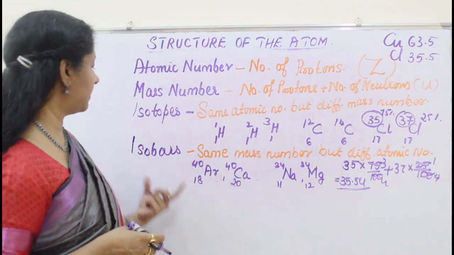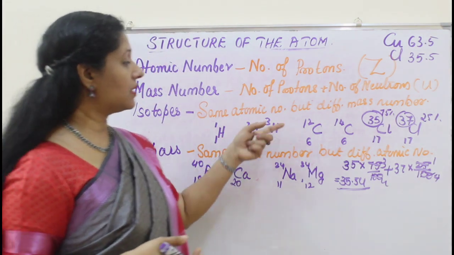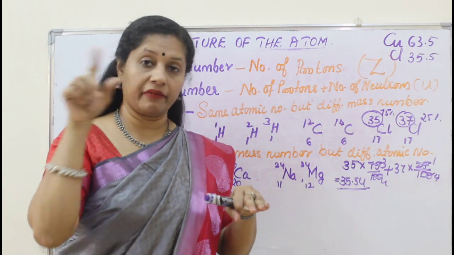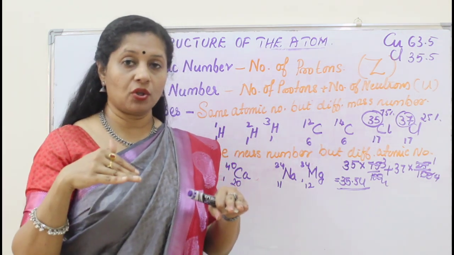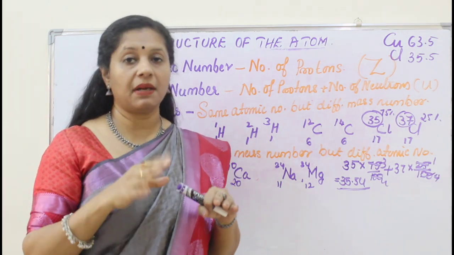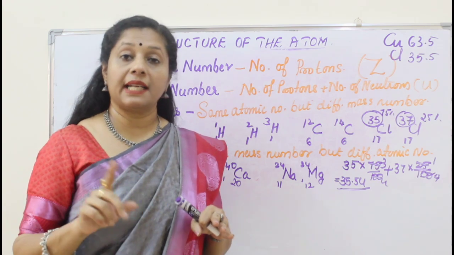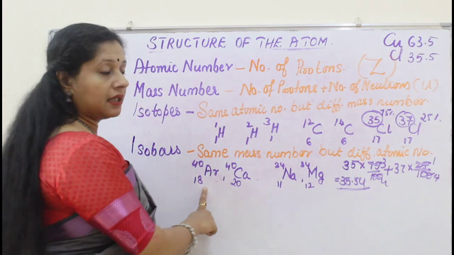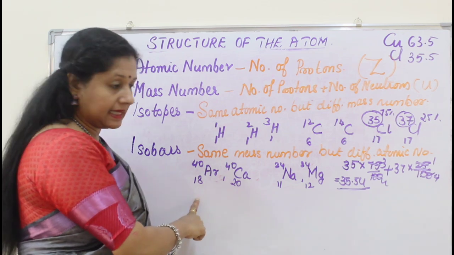Now the next concept is isobars. Isobar is opposite to this. Isotope means same atomic number, different mass numbers, whereas in isobars, same mass number but different atomic number. Different atomic number means what? Different elements, right? So here argon is an element with atomic number 18.